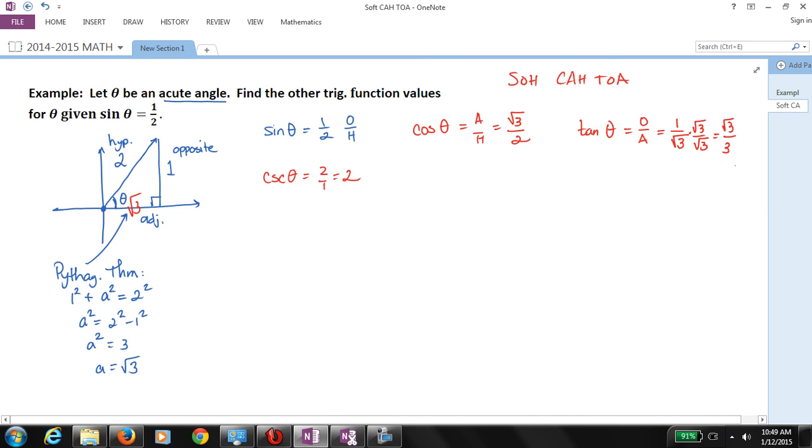Either or. The only thing is that I believe on some multiple choice problems, they may have this answer right here, the square root of 3 over 3. So just be aware that it could be either or.